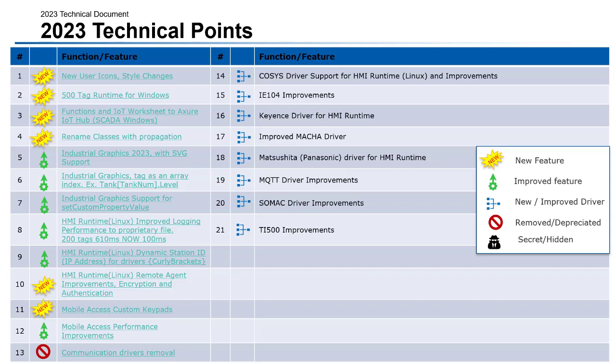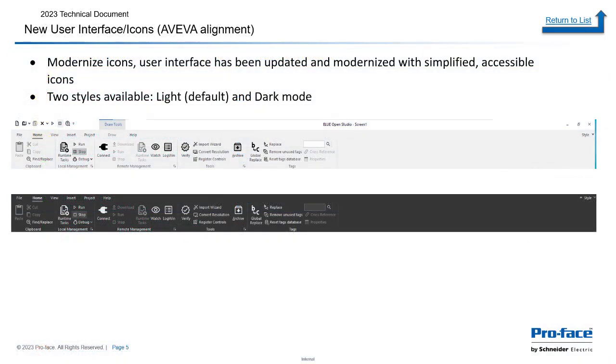So here are all the main technical points, and we will basically go through these one by one. First thing is some Aveva alignment, basically changing to two different themes. So just a light and a dark mode for the ribbons. Previously we had different styles, etc. Those have been removed. This is again more towards the Aveva alignment.